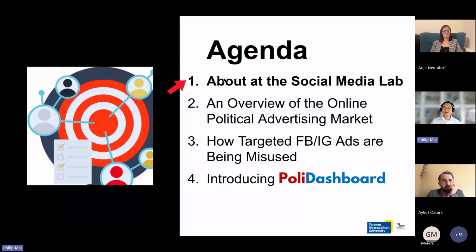Okay, so I'm going to start off like I mentioned before with a little bit about our lab so that you know where we're coming from. And then I'm going to give you a quick overview of the online political advertising market. And then I'm going to show you how targeted Facebook ads and Instagram ads are being misused. Because a lot of people think that, hey, if we have your credit card and we know who you are when you advertise, how can you misuse it? How can it be a problem? I'm going to show you. And then I'm going to quickly walk you through some of the main features of PoliDashboard, an app that we've been developing for the last 5-6 years now.